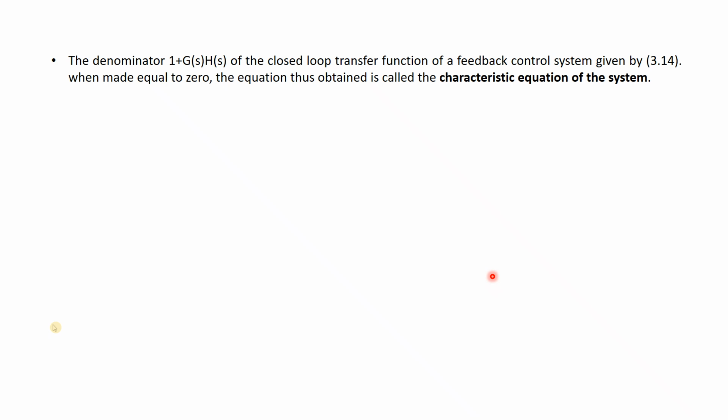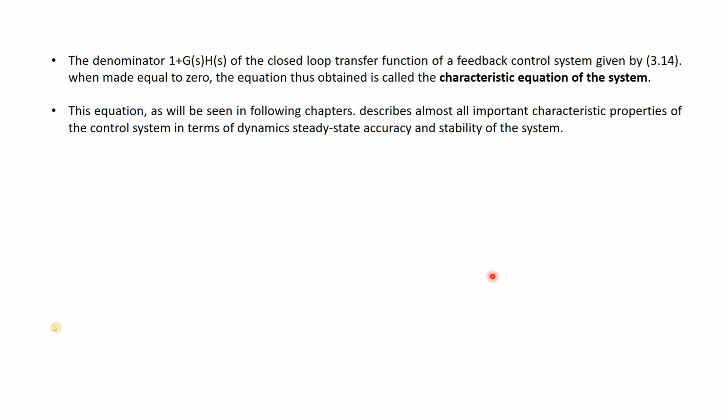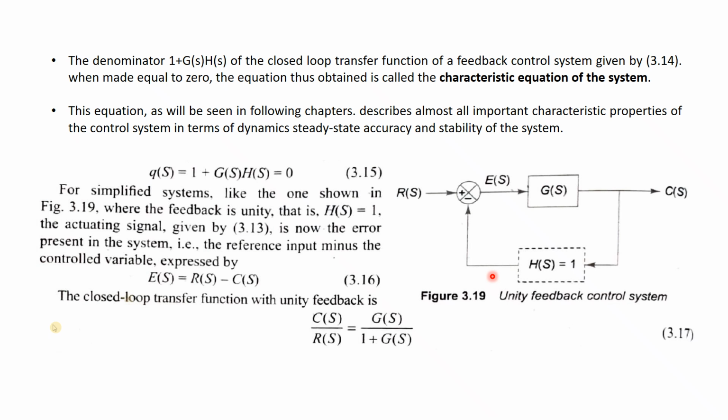So that is why that equation is called the characteristic equation, if you put that equal to 0. So 1 plus G(s)H(s) equals 0 is called the characteristic equation. Now this equation, as will be seen in the following chapters, describes almost all important characteristic properties of the control system in terms of dynamics, steady state accuracy and stability of the system. As I told you, during the steady state analysis and the stability analysis, this characteristic equation will play a very significant role.